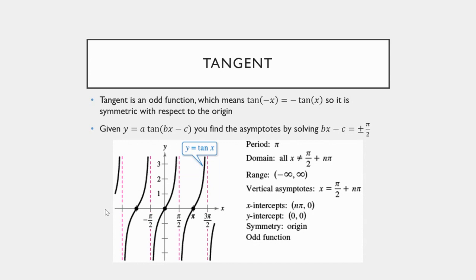So I'm going to be doing these by hand just to show you how everything works and how you can determine the different properties, but you're welcome to use Desmos to actually graph. In fact, I often do that to verify that my graphs are correct as well.